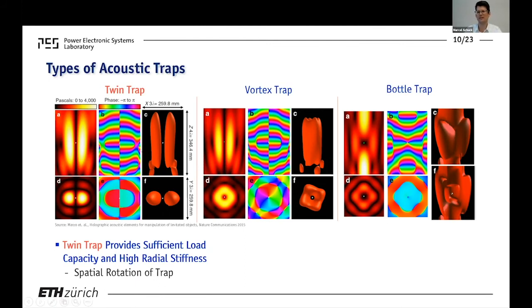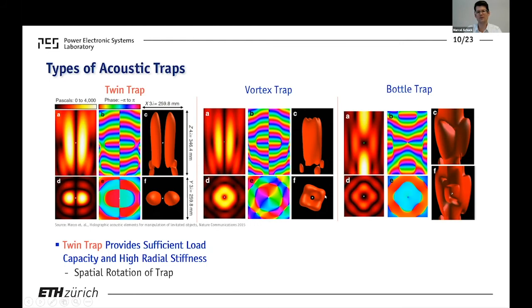Some of them have their analog parts in the area of optics, where you also have waves that you can give a certain phase signature to. But if you look at the pressure distribution pictures here, or even the three-dimensional picture, you can quickly see where their names come from. The twin trap is basically two areas of high pressure with a low pressure area in the middle, and the particle is suspended in this low pressure area.